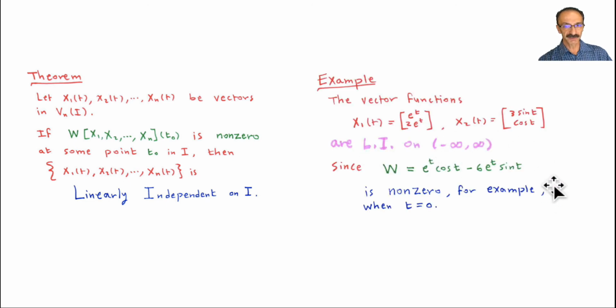This is the same example as earlier. We have this. I believe this is non-zero, at least when t equals 0. When t equals 0, sine 0 is 0, so this would be gone. Cosine 0 is 1. e to the power 0 is 1. So it's 1 minus 6 times 0, which is 1, and it's not 0 at some point, as you can see right here. So these two column vectors are linearly independent everywhere.